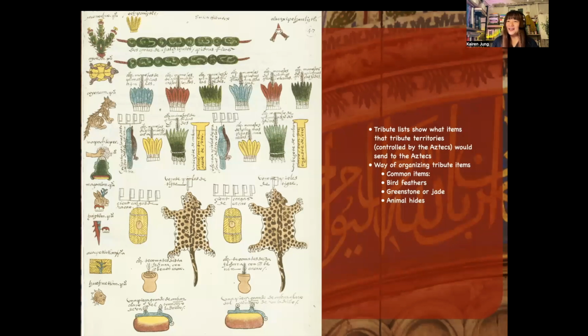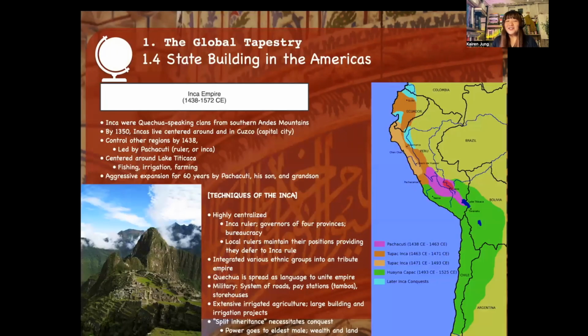It was a way of organizing the tribute items. Common items were bird feathers, greenstones or jade, or animal hides, and you had all of these valuable goods. Now let's look at the Inca Empire, which lasted from 1438 to 1572 CE. The Inca were Quechua-speaking clans from the southern Andes Mountains.